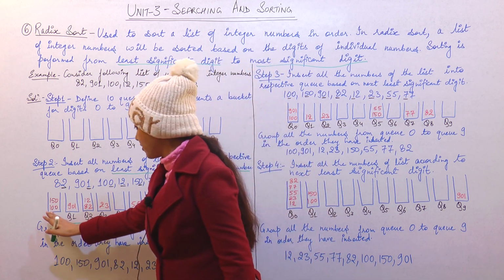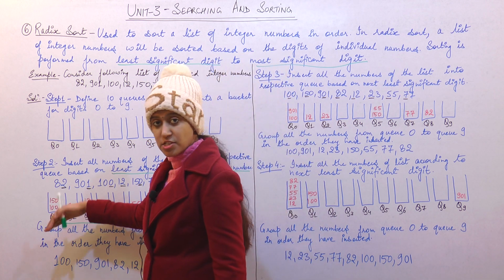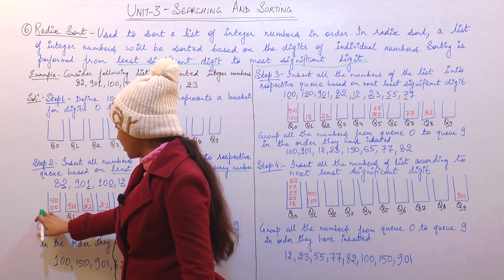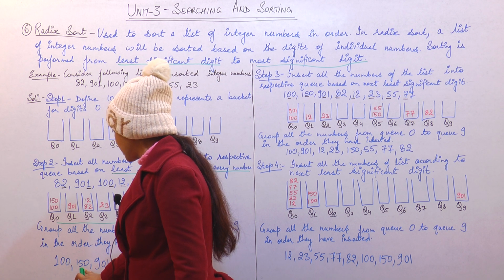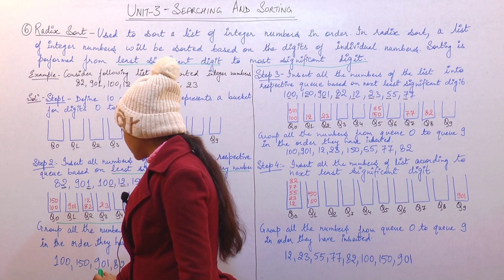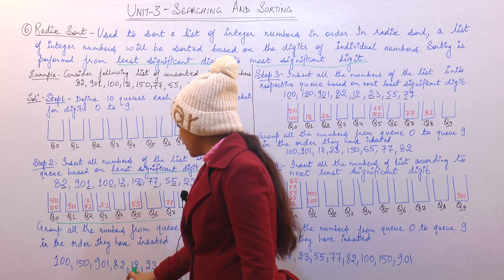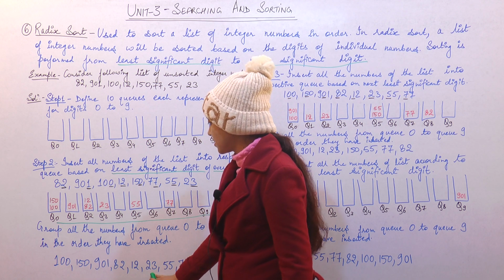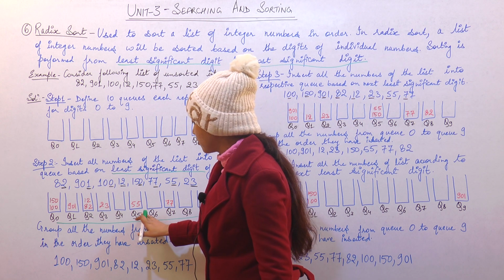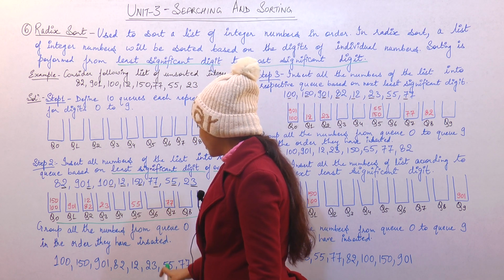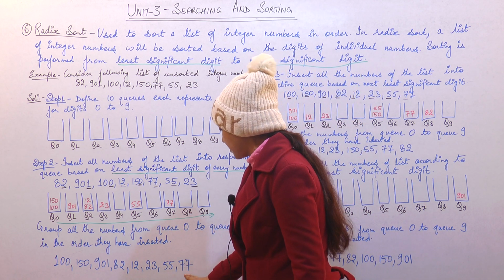Now we will group all these numbers from Q0 to Q9 in the order in which they were inserted. According to the order, firstly 100 was inserted, we write 100, then 150 was inserted, after that 901 was inserted, after 901 82 was inserted, then 12 was inserted, and after that 23 was inserted. Q4 does not contain any element, so we will leave it blank. Then the Q5 bucket contains the element 55, Q6 does not contain any element, and Q7 contains 77.